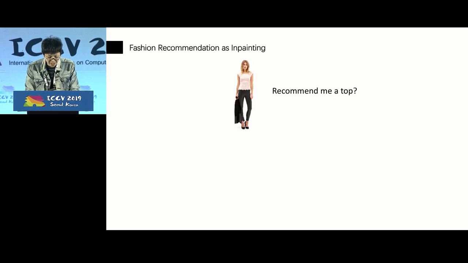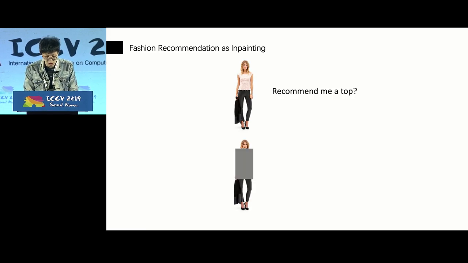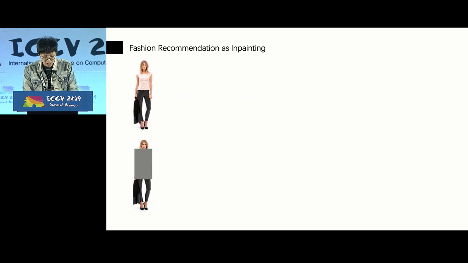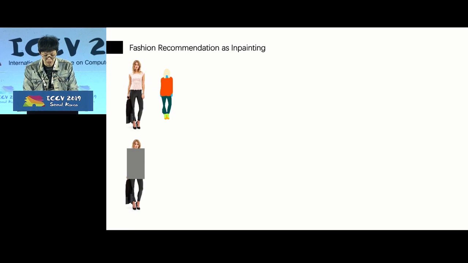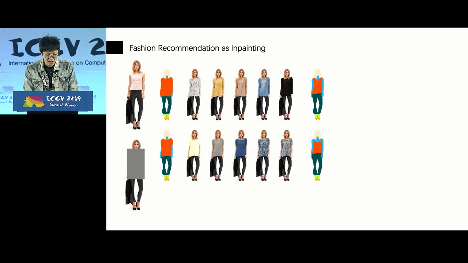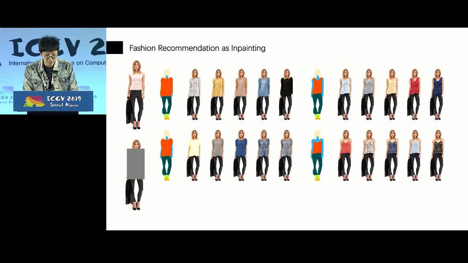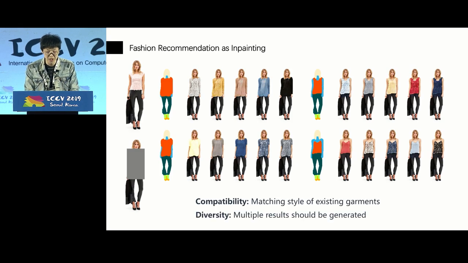So let us imagine that a lady wants someone to recommend the top clothing item that looks good on her. In this paper, unlike traditional recommendation systems retrieving existing items, we formulated this problem as image inpainting. We mask out the top clothing region and design an algorithm to generate tops. However, this problem is very challenging as it is a multimodal problem. Tops with very different shapes, for example, long sleeves, short sleeves, or tanks, could match the other existing garments. And for each shape, different appearances with diverse colors and textures may be expected.